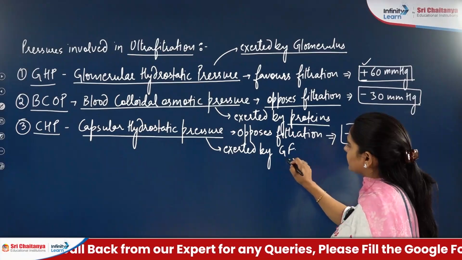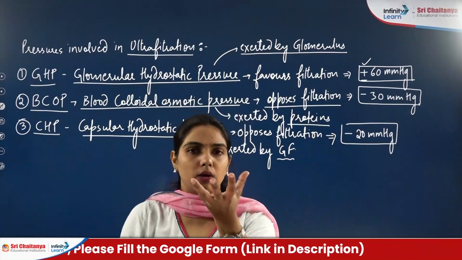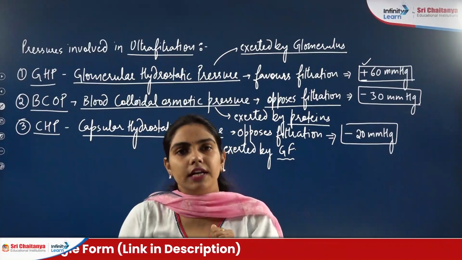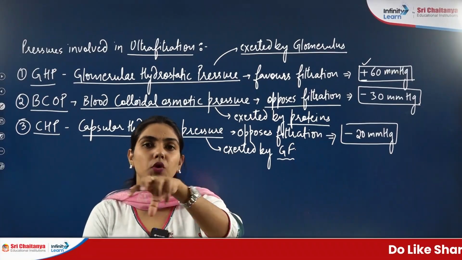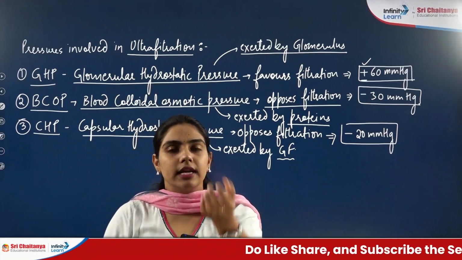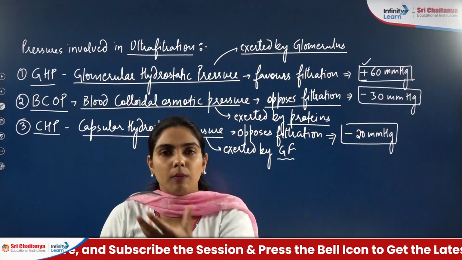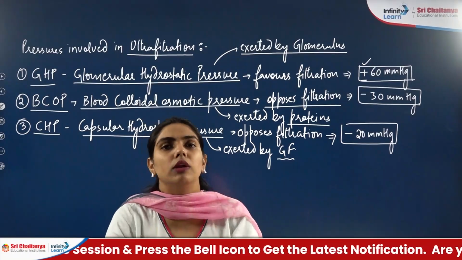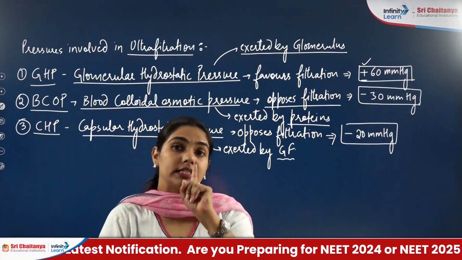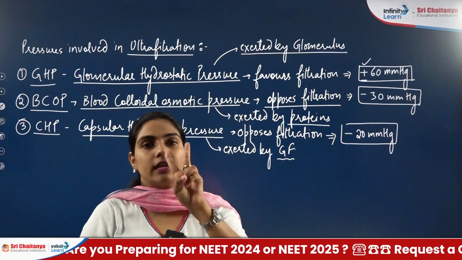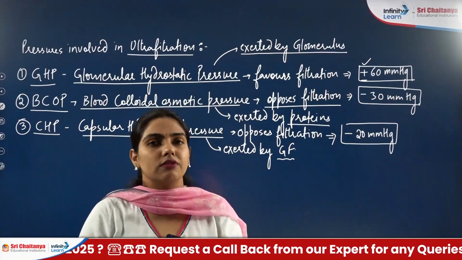the glomerular filtrate. So GHP is the first pressure, exerted by the glomerulus. It is favoring the filtration. Then BCOP is the pressure exerted by the proteins present in the glomerulus. It is opposing the filtration. Then CHP is the glomerular filtrate which has accumulated in the Bowman's capsule, and it will also oppose the filtration. But still filtration will take place. There are two pressures opposing the filtration, but still filtration will take place.